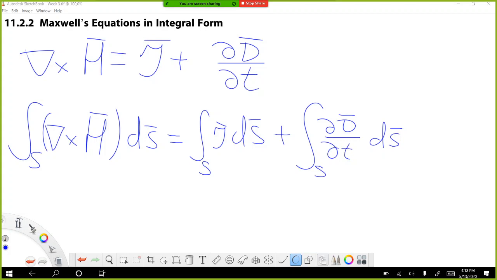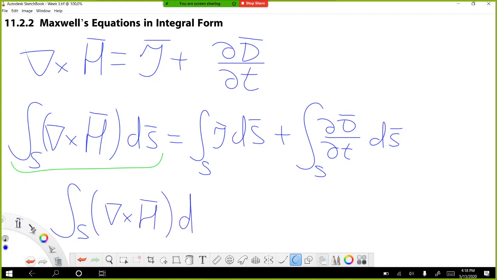And now what do we have? We apply Stokes theorem here. When we apply Stokes theorem, we get that the integral of rotor of H ds will be equal to the integral over the closed path C of H dl, or dl or dr, it doesn't matter.